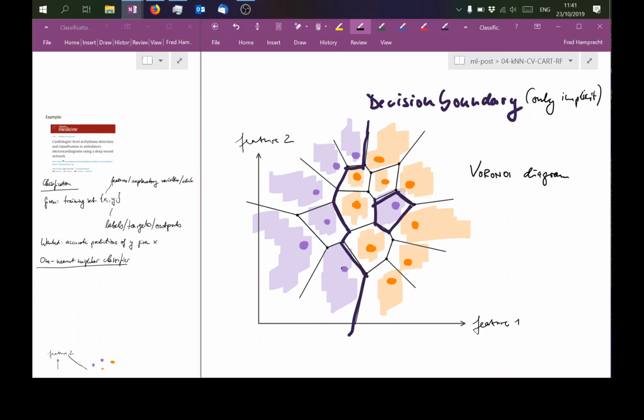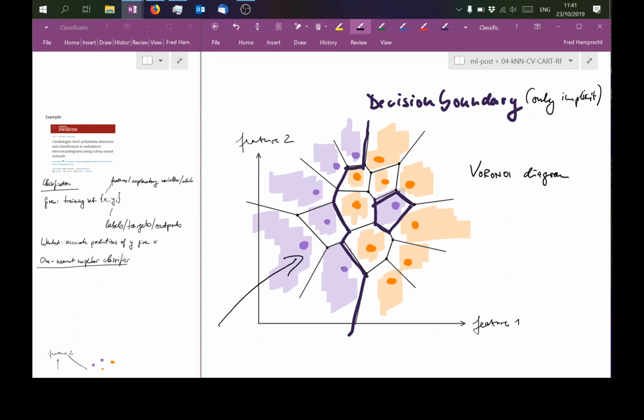We can make a few observations here. For example, this point here is not needed to define the decision boundary. So we could eliminate it from the training set without changing our classifier at all. And there are so-called condensing algorithms that try to capitalize on this redundancy in the data.